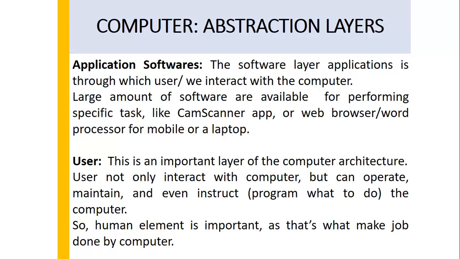At the top layer, which is the most important layer, is the user. This is an important layer of computer architecture. The user not only interacts with the computer but can operate, maintain, and even instruct the computer what to do and when to do it. So the human element is very important, as that is what gets a job done by a computer. The user is not only using the system, but also trains the system how to work in certain scenarios.